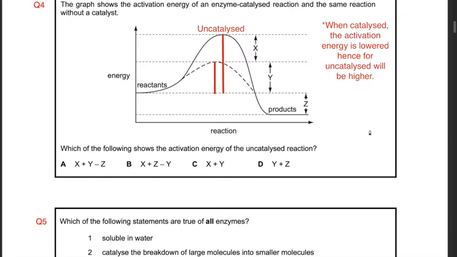And if you look at the peaks, the lower peak represents the one with the enzyme being added, hence the lower activation energy. The higher peak, or the upper peak, represents the activation energy of the uncatalyzed reaction. And how do you get the activation energy of the uncatalyzed reaction? It is by adding X and Y. Therefore, X plus Y will give you the activation energy of the uncatalyzed reaction, leaving us with the answer being C.